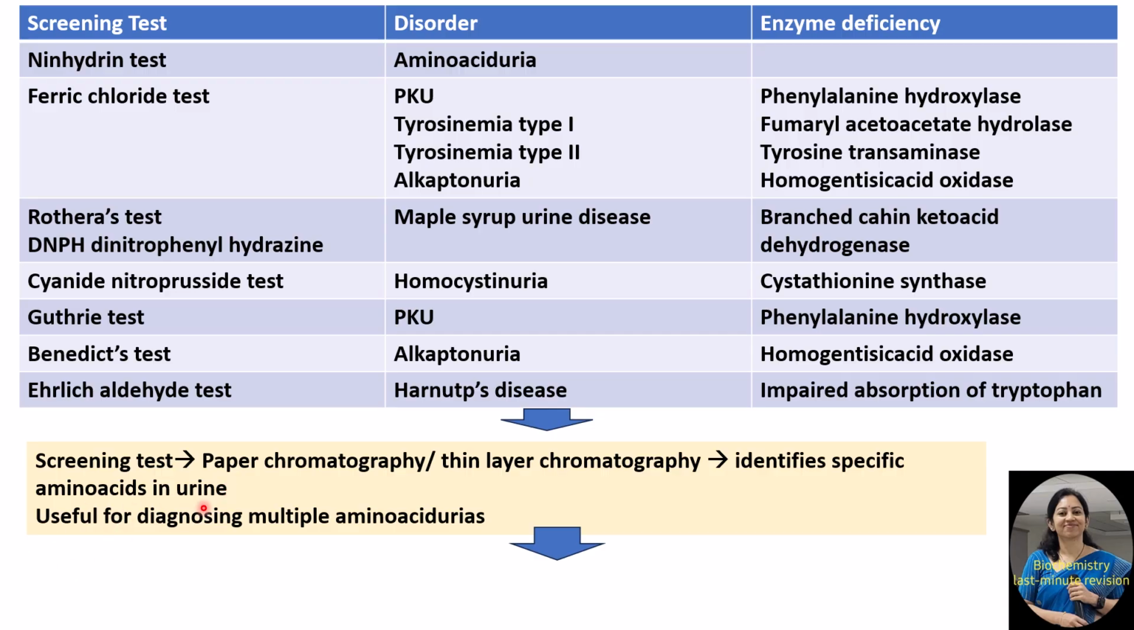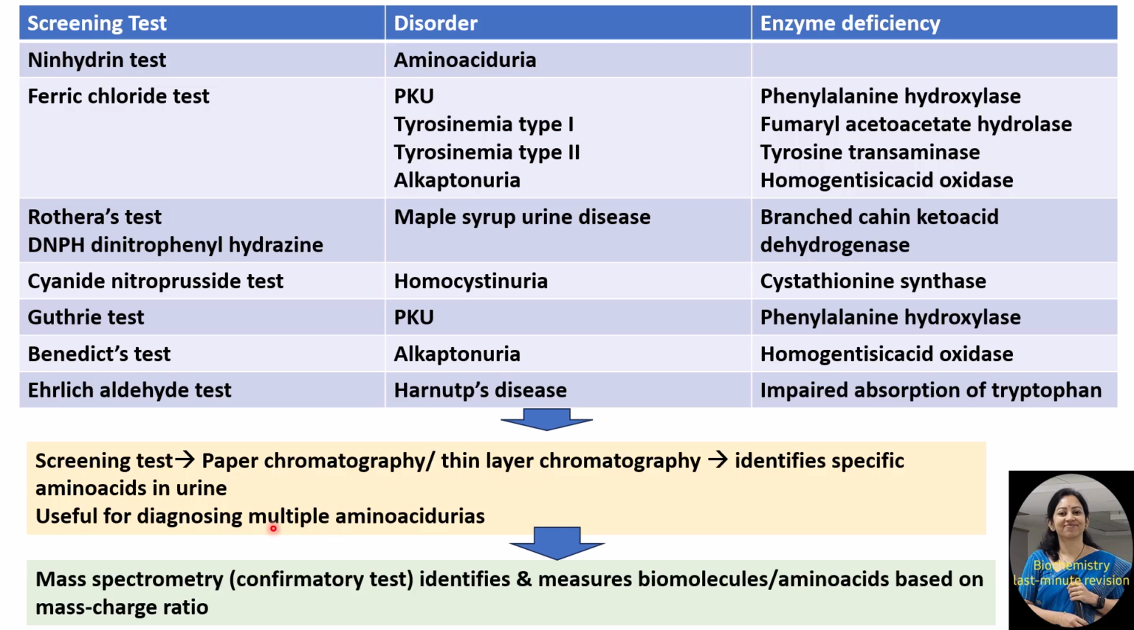Now, this is mainly useful for diagnosing multiple amino acids. We can use paper chromatography or thin layer chromatography. But the confirmatory test is mainly mass spectrometry, and this mass spectrometry identifies and measures biomolecules and amino acids based on their mass to charge ratio. So, these are the screening tests that can be performed to identify various inborn errors of protein metabolism.